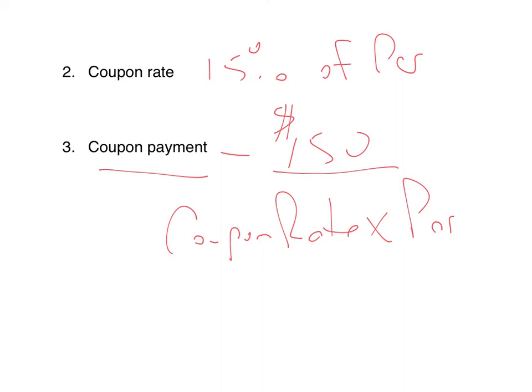Now, technically, most bonds make coupon payments semi-annually. They would divide this $150 into 2 equal payments, but we're going to ignore that for the moment. And so the coupon rate multiplied by par gives us the coupon payment for the bond.